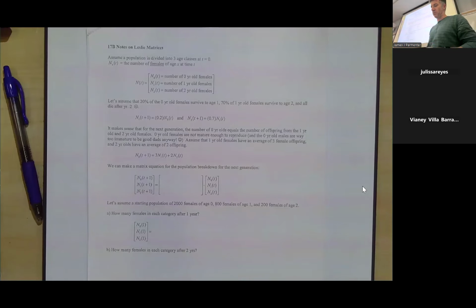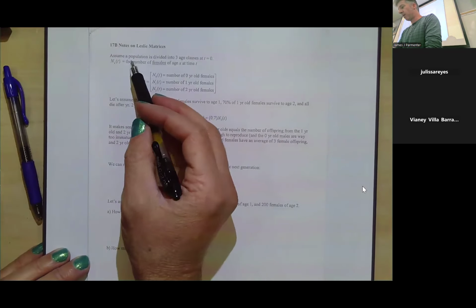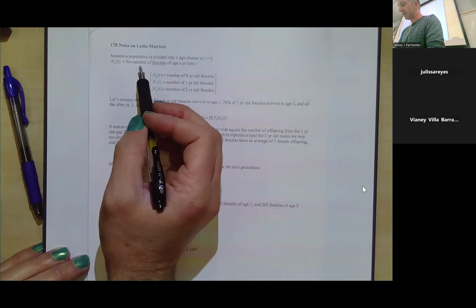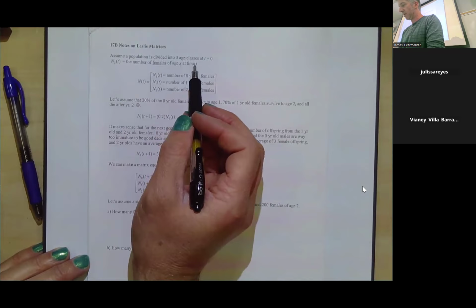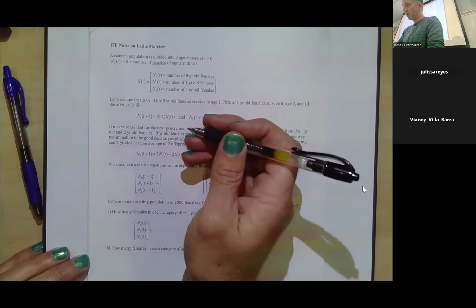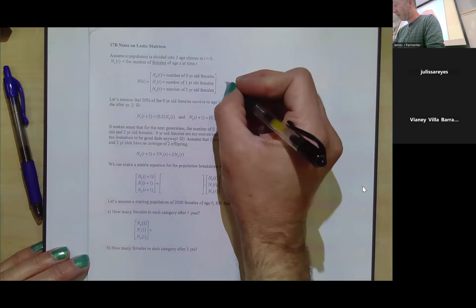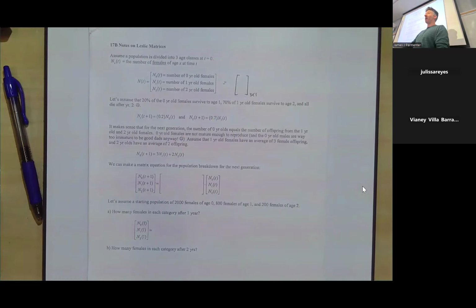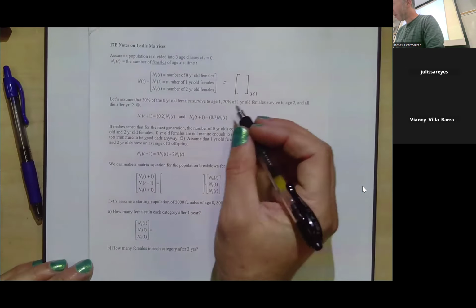So we're going to look through this example, read through it. Hopefully I remember exactly how it goes. Let's see. So let's assume a population is divided into 3 age classes at time equals 0, where n sub x of t is the number of females of age x at time t. So this first vector here is just a 3x1 vector, right? It's going to look like this. I suppose I should say it's a vector that has 3 components, or it's a 3x1 matrix. It's really the same thing. Vectors are just matrices that are something by 1, usually a 5x1, a 4x1, or 3x1, or we can write them the other way as well.